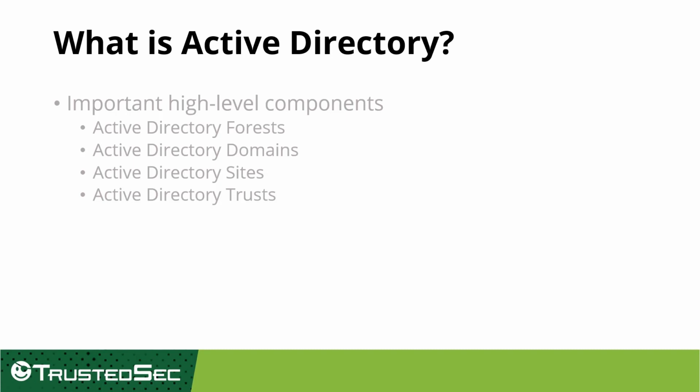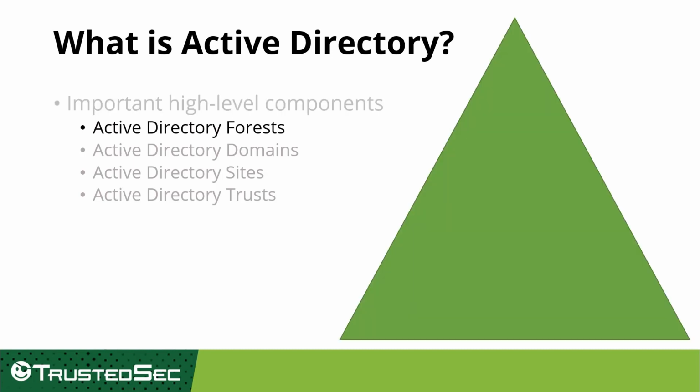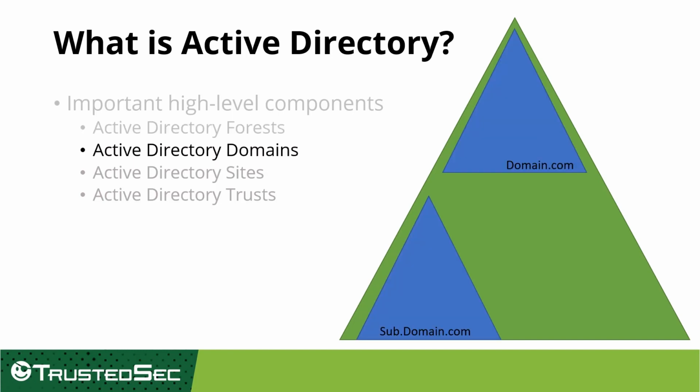To better understand Active Directory, it is an advantage to know about some of the different components. An Active Directory forest can be categorized as an umbrella for the rest of the components. All of the other components live within something we call the forest boundary. An Active Directory domain is identified in most cases by a fully qualified domain name, such as in this case domain.com or sub.domain.com. A domain is where you create the different objects that you connect together, such as users and computers.